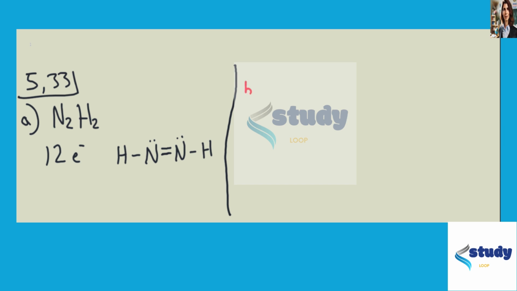So in part B, we're given a similar molecule. We have N2H4. Here we're going to have 2 more valence electrons from the additional hydrogen atoms. So nitrogens are still central, but this time we have 2 hydrogen atoms with each nitrogen.